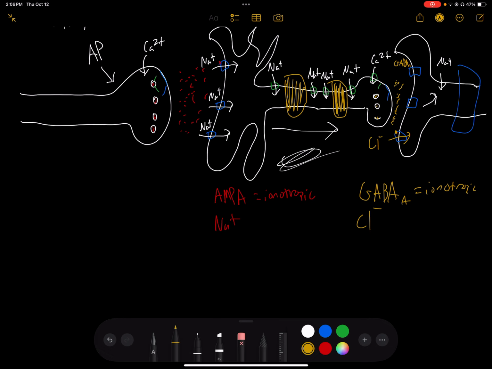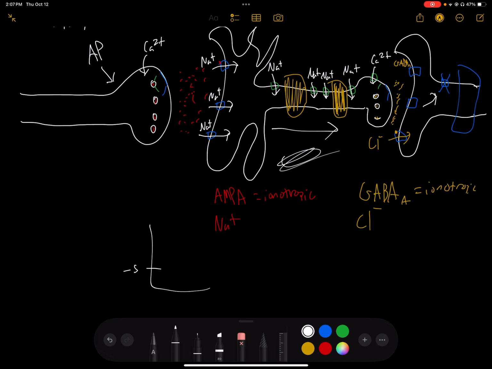The reason the cell is depolarized by sodium cations is that it makes the cell more positive, so the membrane potential becomes more positive when sodium enters. But when chloride enters, it's a negative anion, so it'll hyperpolarize the cell, inhibiting further depolarization. So the voltage-gated sodium channels will not be activated. They'll be inhibited by chloride because the cell will not reach threshold and will become hyperpolarized. It will not reach that threshold of around negative 55 millivolts, as shown here.